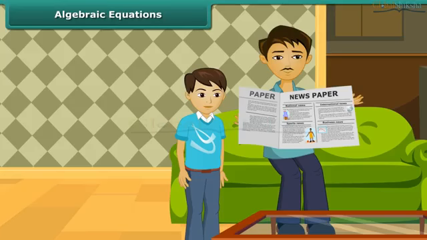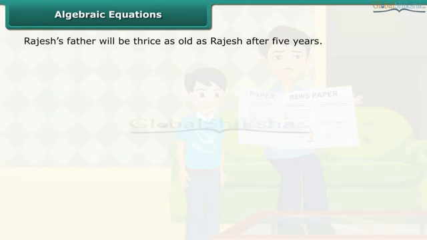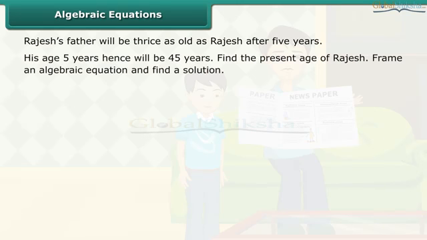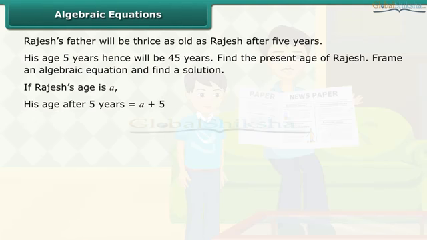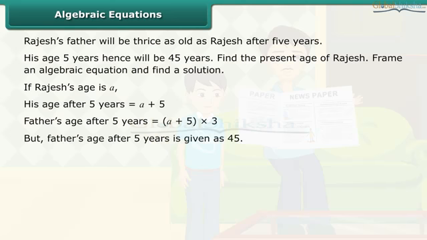Let us look at one more example. Rajesh's father will be thrice as old as Rajesh after 5 years. His age 5 years hence will be 45 years. Find the present age of Rajesh. Frame an algebraic equation and find a solution. If Rajesh's age is A, his age after 5 years is equal to A plus 5. Father's age after 5 years is equal to (A plus 5) into 3. But father's age after 5 years is given as 45. Therefore, (A plus 5) into 3 is equal to 45.